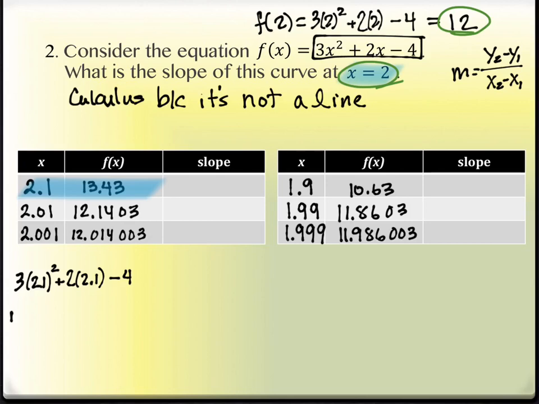So my first slope, I'll call it M1, is 13.43 minus 12, those are the two y values, over 2.1 minus 2. This is the slope if I use the point that I was given and the point that I made up, the first point I made up. Okay? That's what it would look like. Your second one would be 12.1403 minus 12 over 2.01 minus 2.